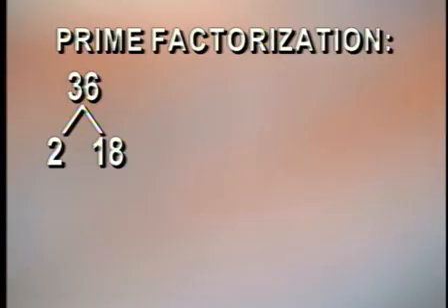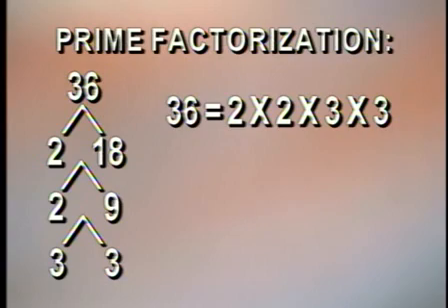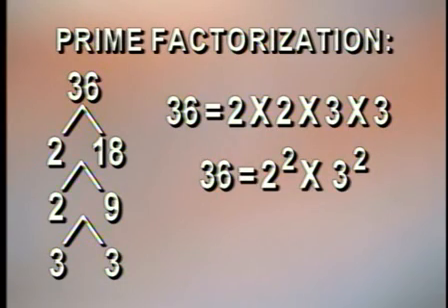And then we ask ourselves again, does 2 divide the new number? And the answer here is yes. 2 times 9. Does 2 divide 9? No, it doesn't. The next prime number is 3. Does 3 divide 9? Yes, it does. 3 times 3, and now the remaining number 3 we know is prime. And therefore, 36 can be prime factored into 2 times 2 times 3 times 3. Or if you'd like, using exponents, 36 is 2 squared times 3 squared.